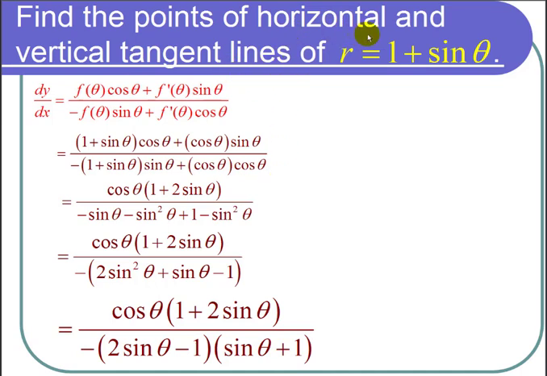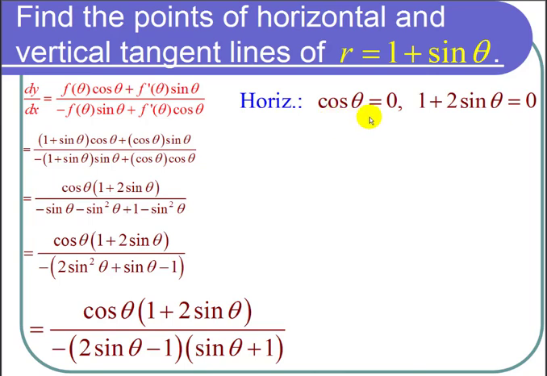I find the horizontal tangent line by setting the numerator of the derivative equal to 0. So I set cosine of theta equals 0, and 1 plus 2 sine theta equals 0. The cosine of theta equals 0 whenever theta is pi over 2 or 3 pi over 2. And 1 plus 2 sine of theta equals 0 when sine of theta equals negative a half, and that happens when theta is 7 pi over 6 or 11 pi over 6.